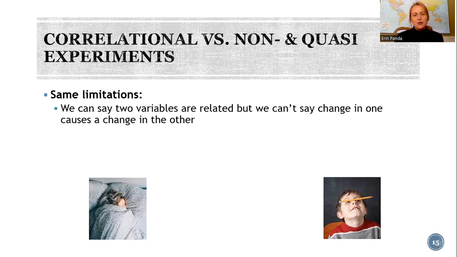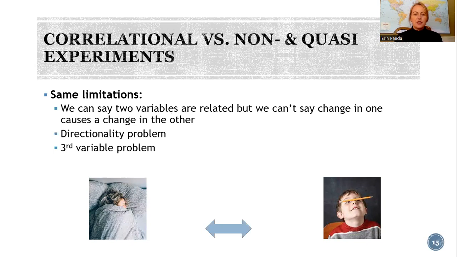We can say that two variables are related, but we can't say that one variable is causing a change in another variable. And this is because of the directionality problem and the third variable problem. So we might observe that kids who have ADHD tend to say that they have poorer sleep, but we don't know what's the chicken or the egg, because having poorer sleep may also and equally increase somebody's scores on that ADHD scale. So we don't know what is causing what, the direction of our relationship.